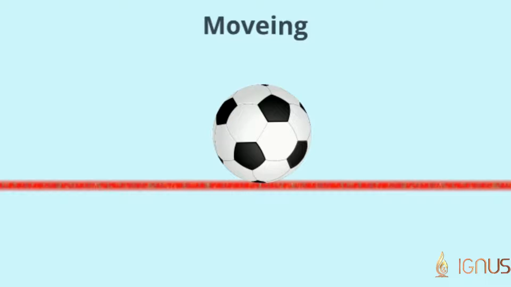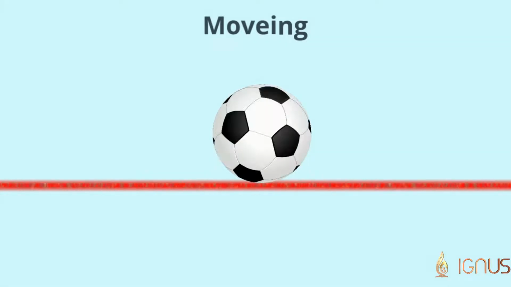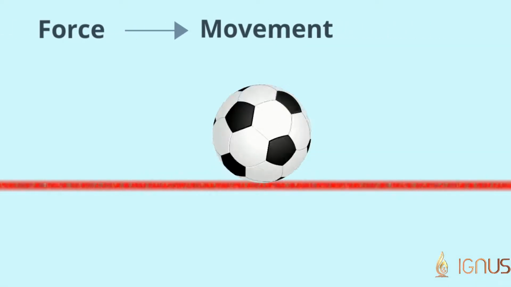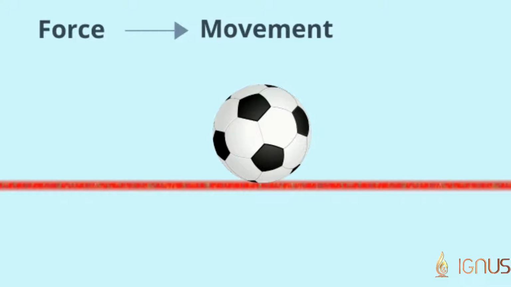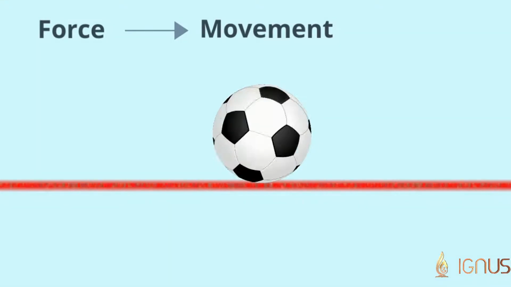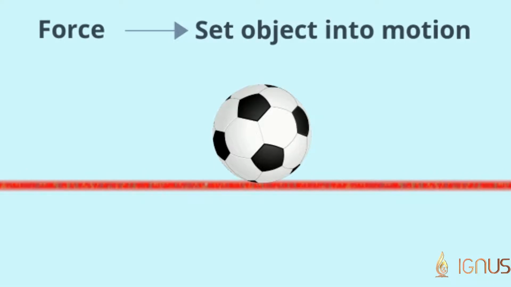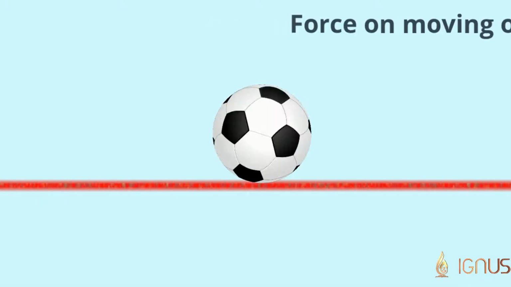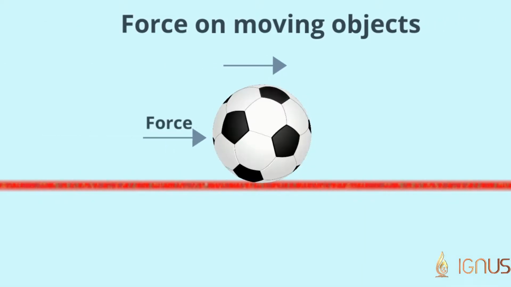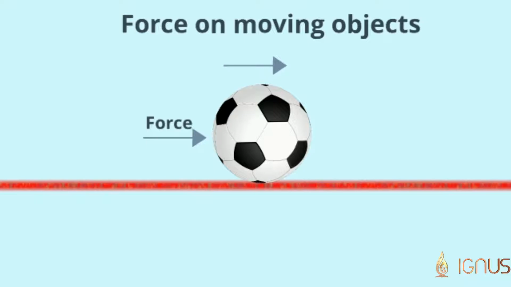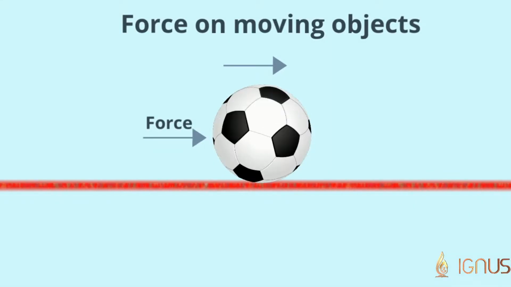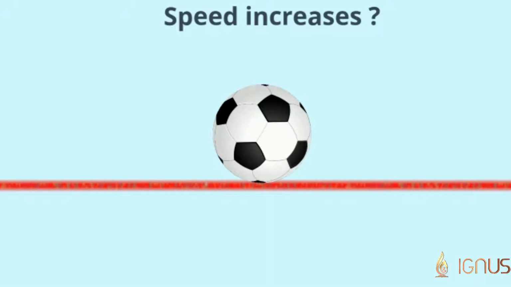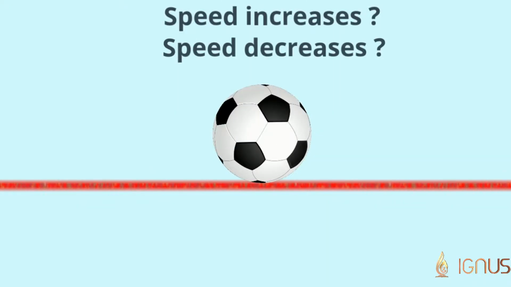What can you conclude from this? We can say that force can make an object move from rest. In other words, force can set objects into motion. It was the force that you applied on the ball that made it move from its stationary position. Suppose we apply a force on this moving ball and the applied force is in the same direction as the motion of the ball. Will the speed of the ball increase or decrease?